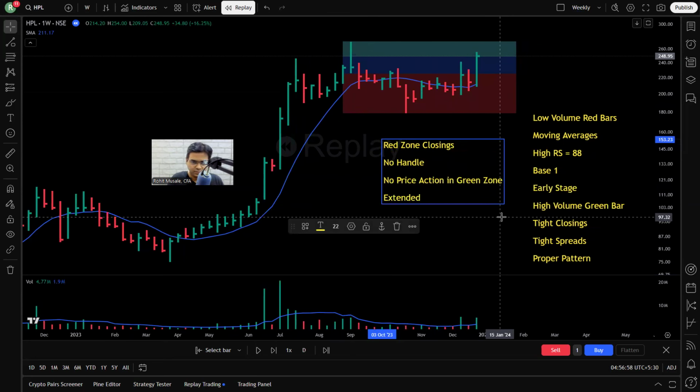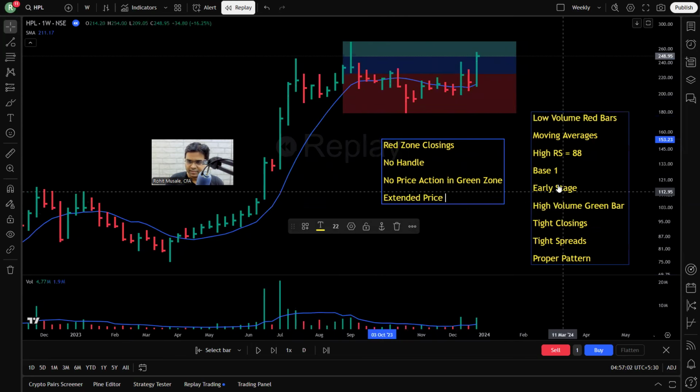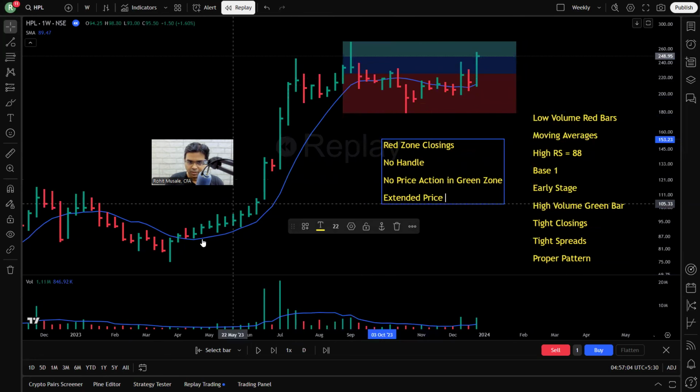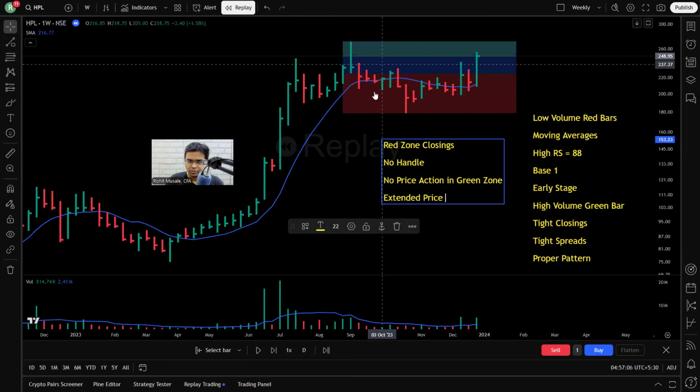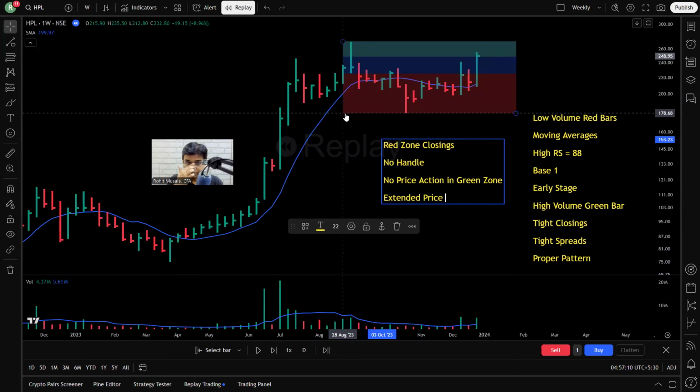Extended price. See, although the base reset has happened, it's early stage. But look at the stock before you are buying the stock. It has already shot up 225%. Generally, when the stock comes up from the low, it should go up like 30%. The prior uptrend should be 30%.